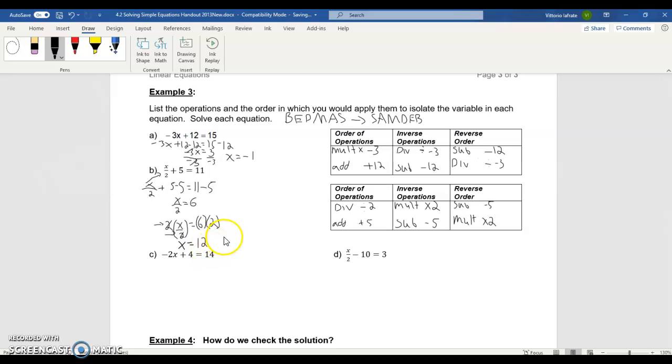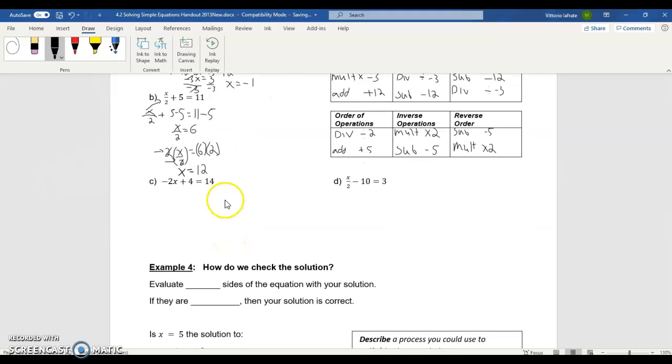So now you can try examples C and D. Try them yourself first and then verify your work in the video. So for example C, I'm going to start off with my addition subtraction here. So minus 2x plus 4. To take away the 4, I have to subtract 4. And then I do 14. I also subtract 4 on the right side. 4 minus 4 is 0, so I have minus 2x is equal to 14 minus 4, which is 10.